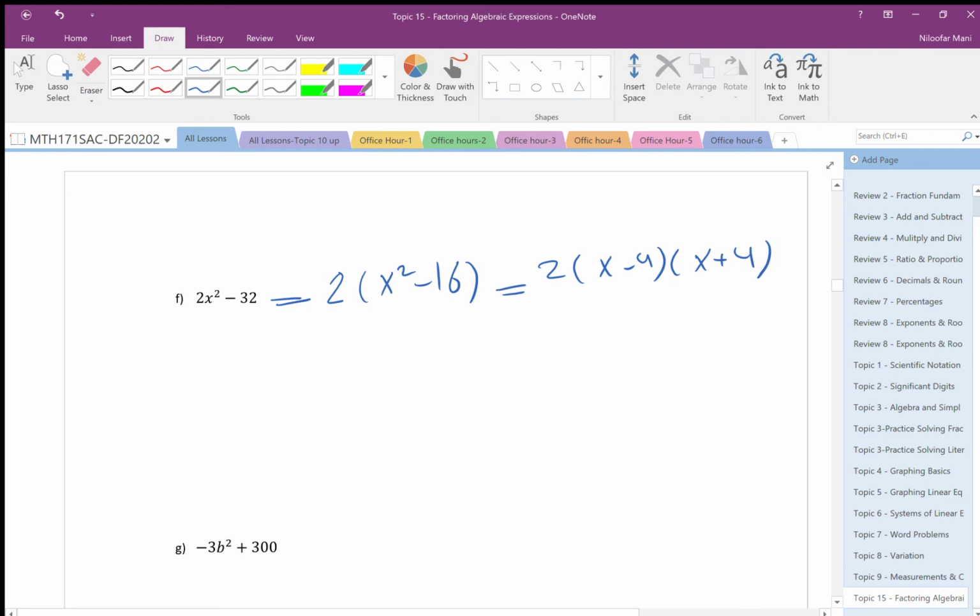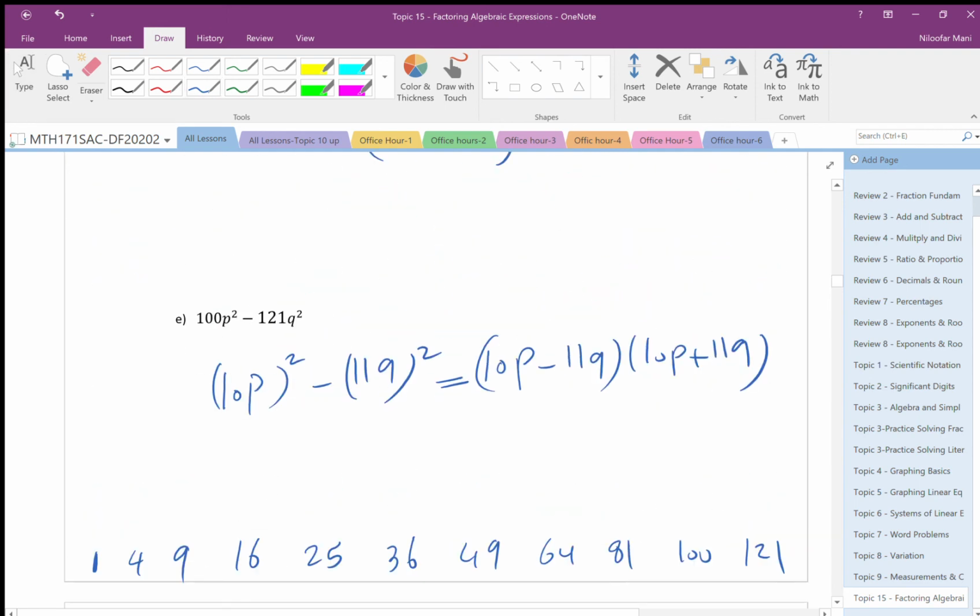And this is not equal to 2 multiplied by this and 2 multiplied by this. If you multiply 2 by both of them, that means 4, and that's wrong. I want to mention this mistake because I see it many times. Okay, and I'm done here.